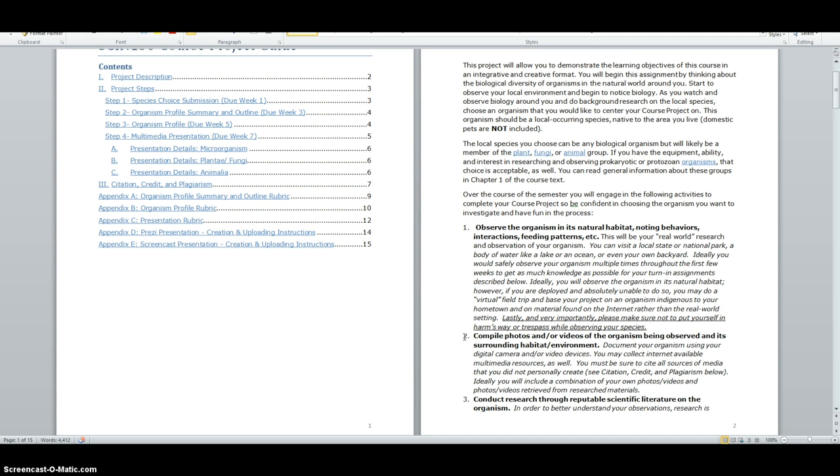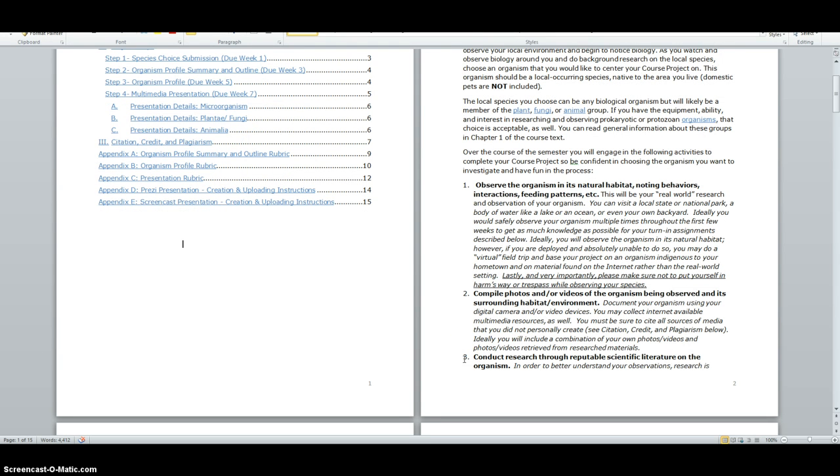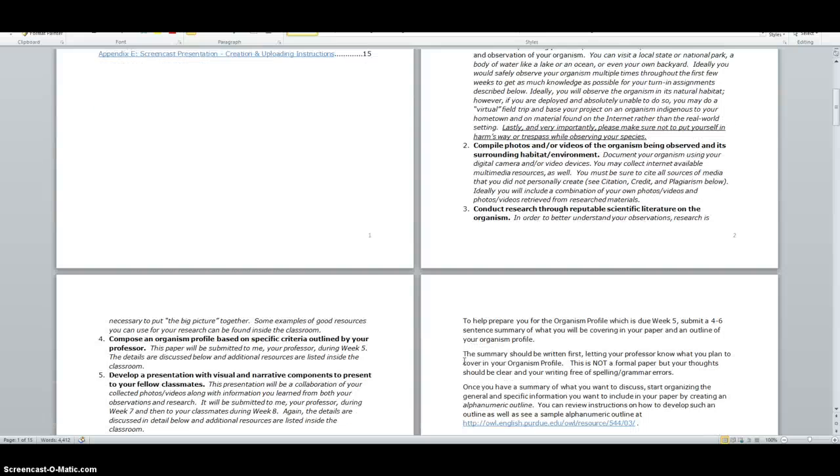Again, take photos and videos of these behaviors and of the organism. You can incorporate these into the multimedia presentation that you're going to be putting together for week 7 and 8. You're also going to be conducting research about the organism you choose. That's going to be a part of both your presentation due week 7, and your organism profile, the written paper, that's going to be due in week 5.